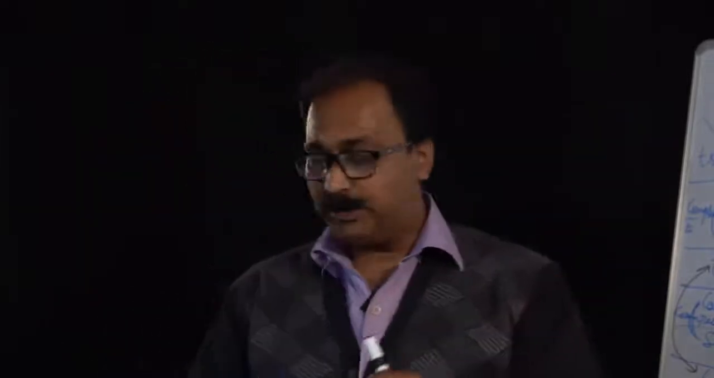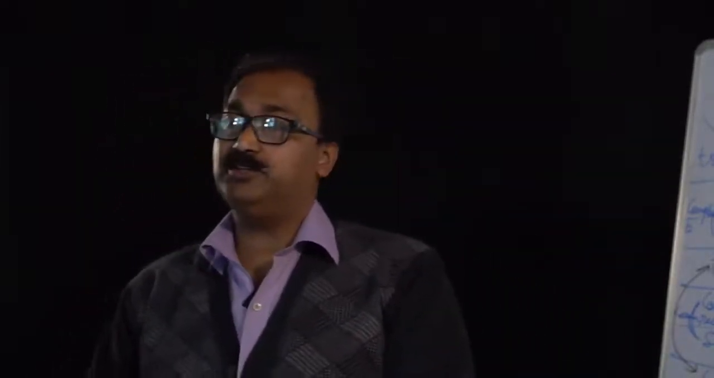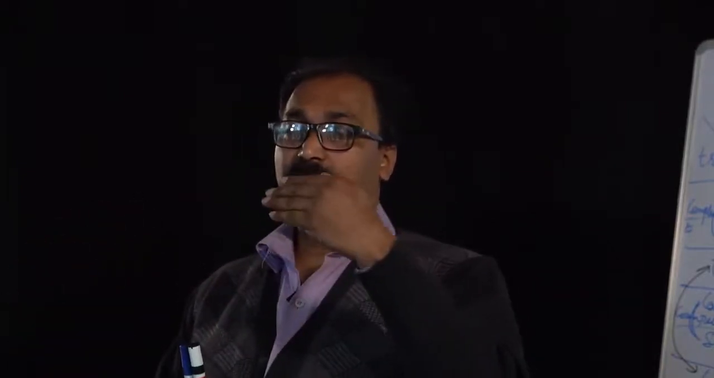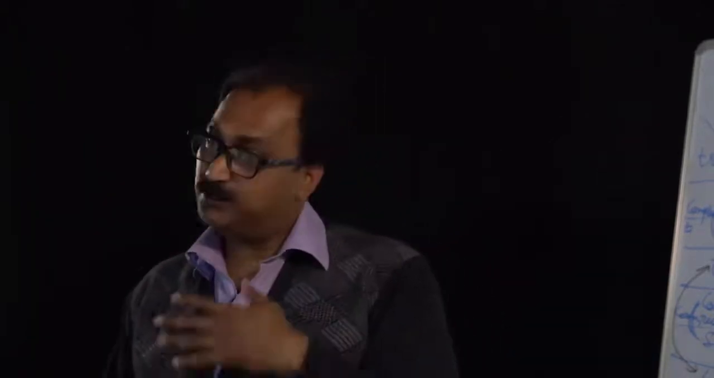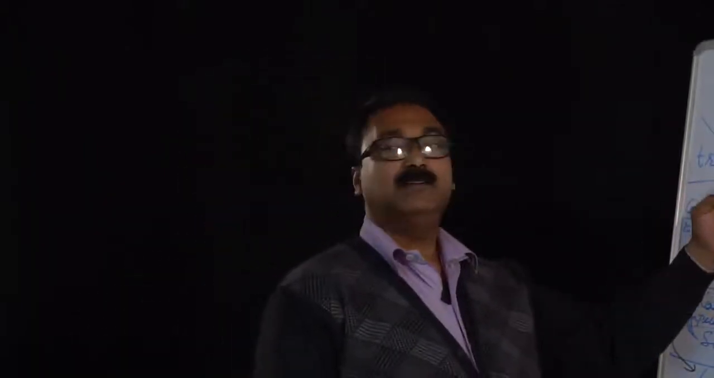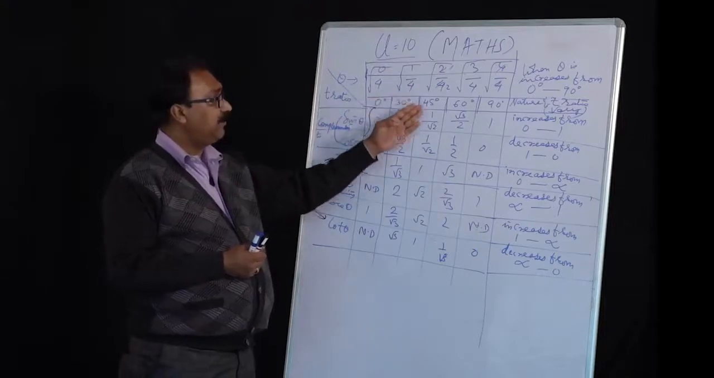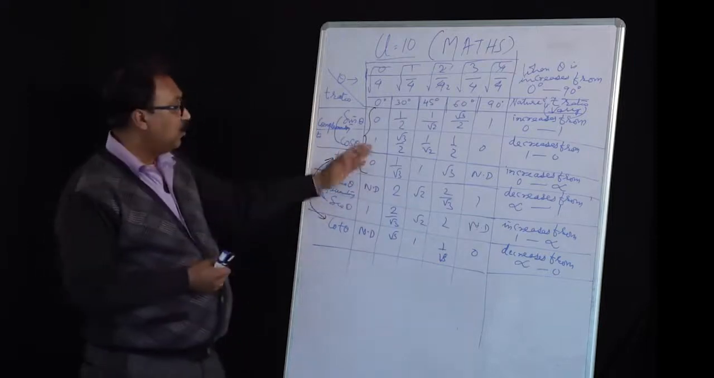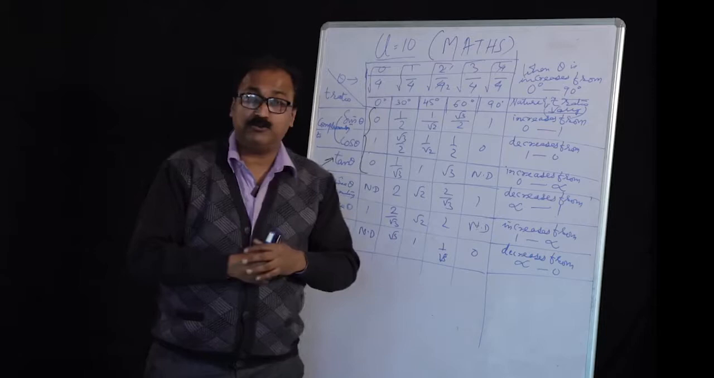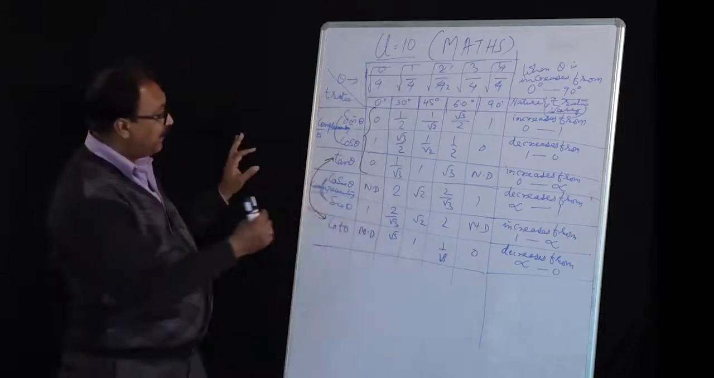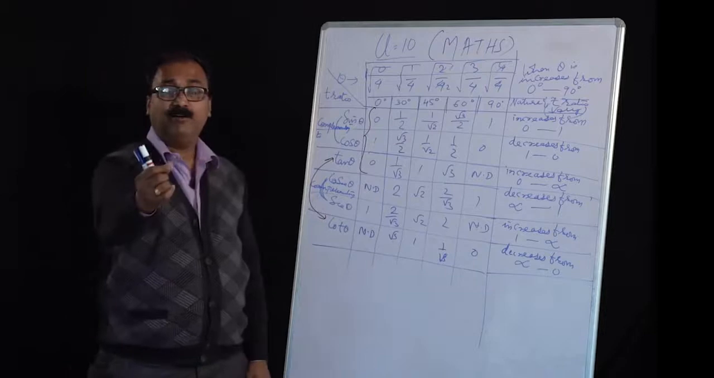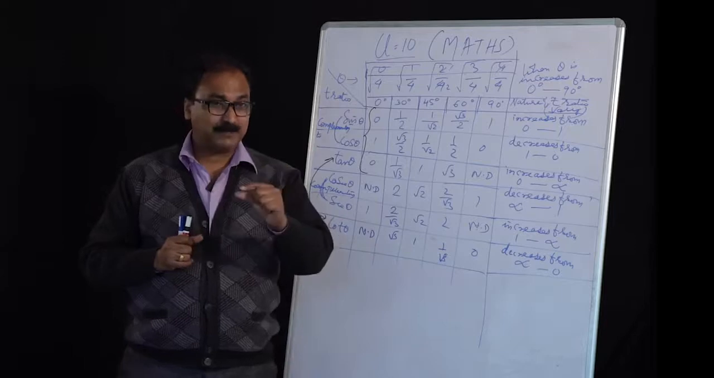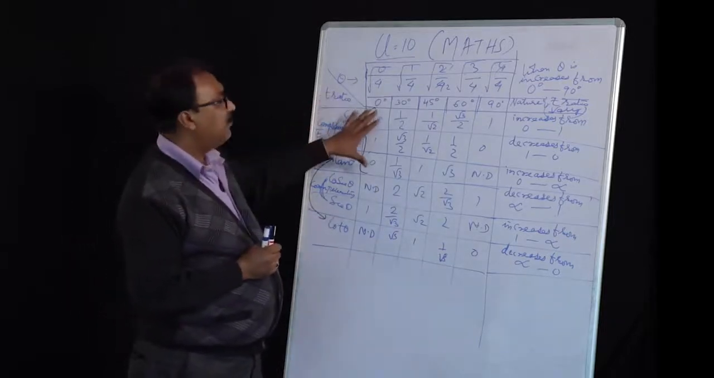Understood? So what you learned today: the 6 trigonometric ratios we already know, and today we learned the values for some specific angles. What are the specific angles? 0 degree, 30 degree, 45 degree, 60 degree, 90 degree. If you know these values, then only you are able to solve the problem. If you don't know the values, every time you will look at the pages searching for the value, but in exam time you will not get that time. So please try to memorize the specific values.